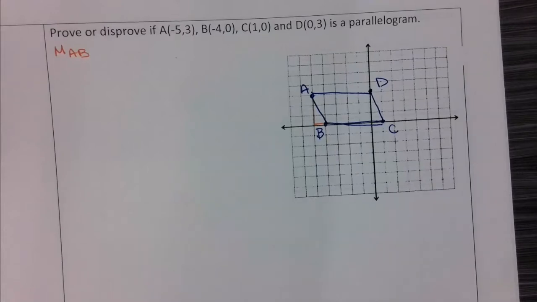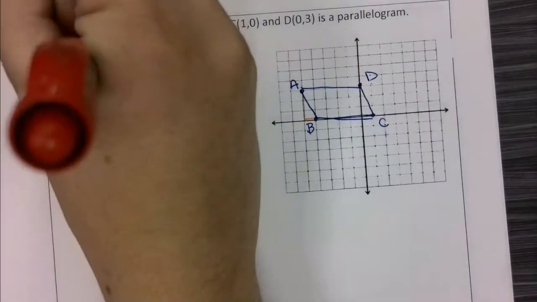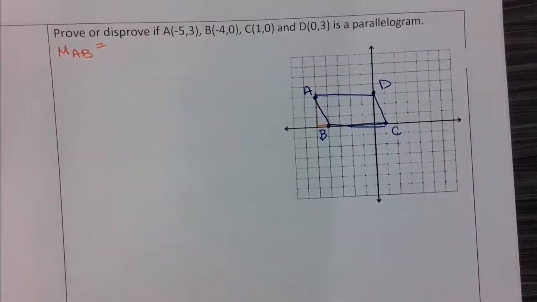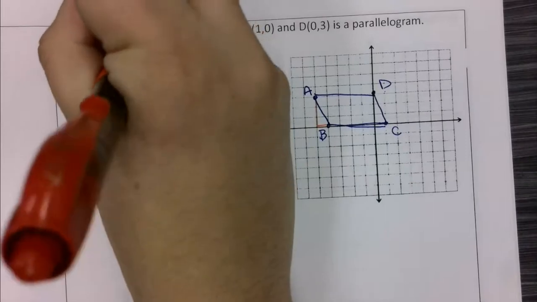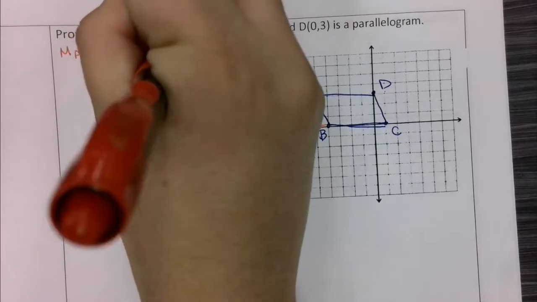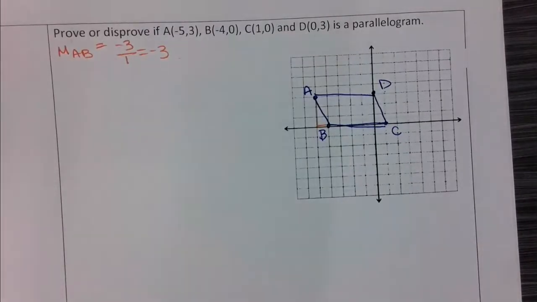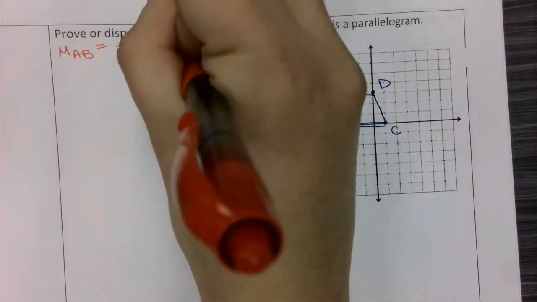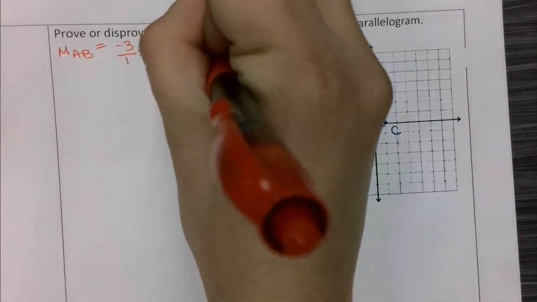Because remember, the letter M is slope, and I'm specifically saying for the line AB. So what's my slope right there? So it's negative 3 over 1, or just negative 3. What is my slope of BC?